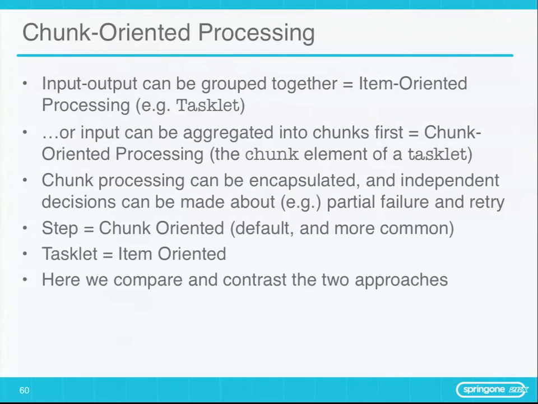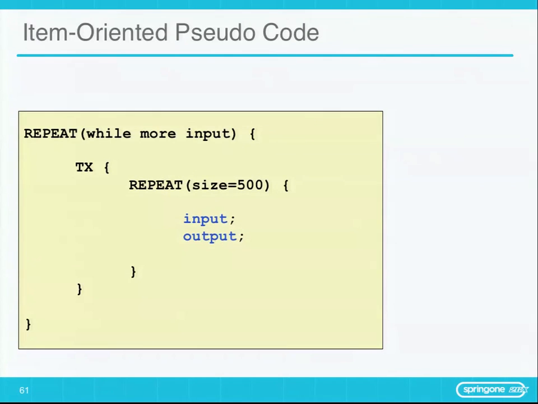Chunk-oriented processing. So we talked about item-oriented, that's tasklets. Going back to the chunk-oriented processing and diving into it a little bit. Remember, chunk-oriented is the default. That's what we expect you guys are going to use. It's the more graceful, more powerful option. Tasklets are last resort. Chunk-oriented processing basically looks like this.